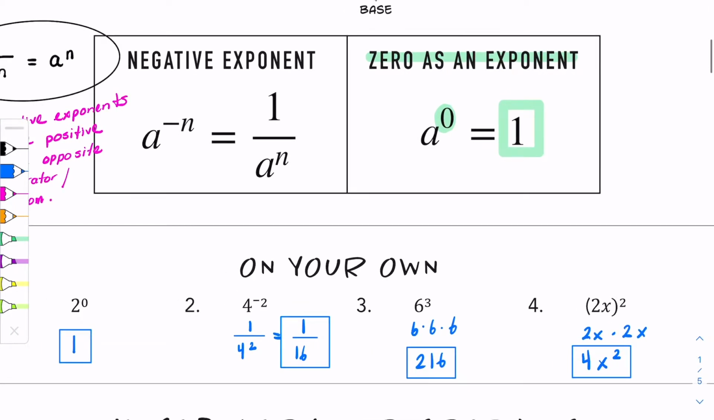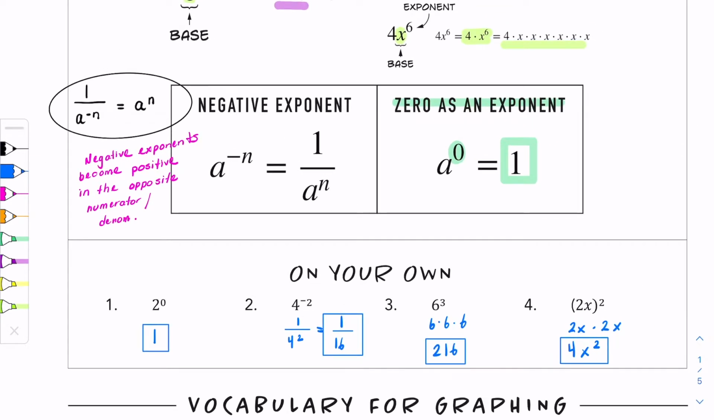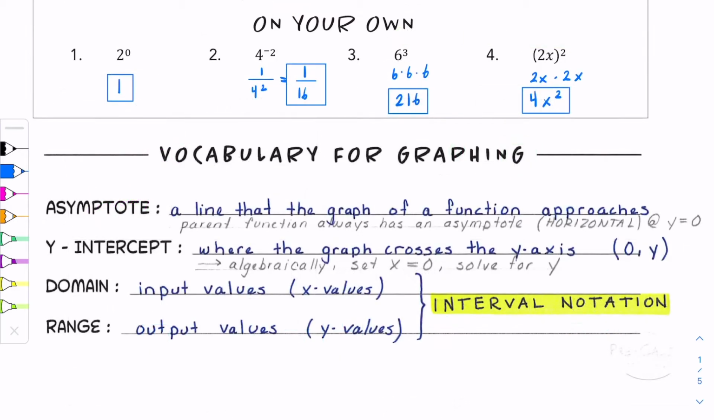All right, next we need to talk about some vocabulary. All of these vocabulary terms are terms we've already talked about this year. So let's quickly go through the formal definition of them. Starting with what an asymptote is: an asymptote is a line that the graph of a function approaches. It never touches or crosses.